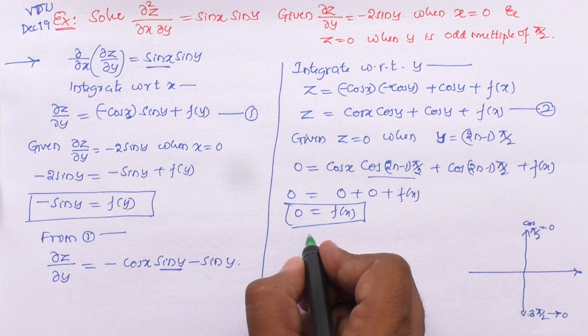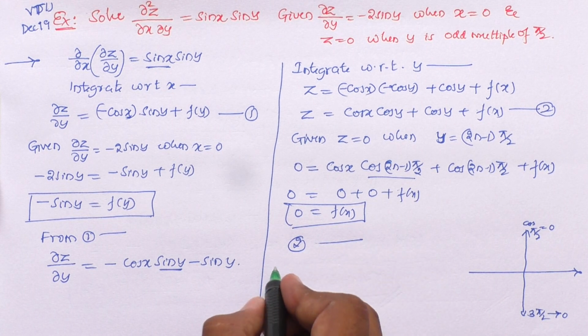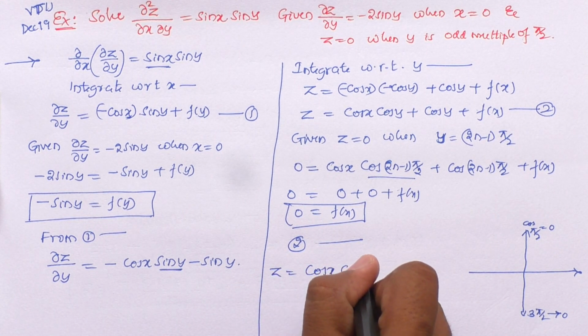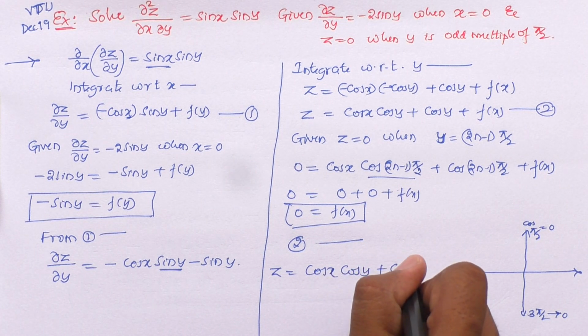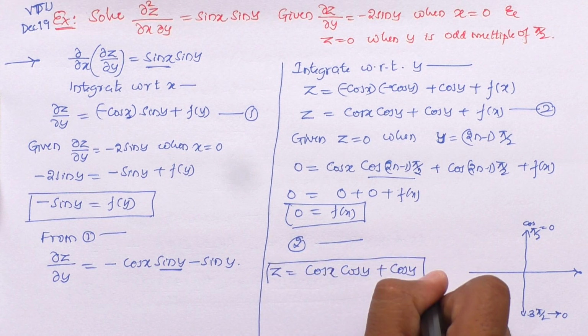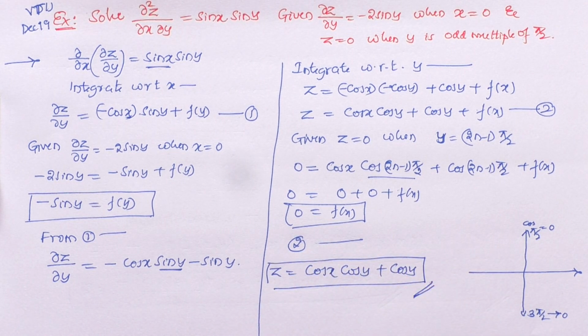So the f of x value from equation 2: z equals cos x cos y plus cos y plus f of x, which is 0. So this is the final required solution.